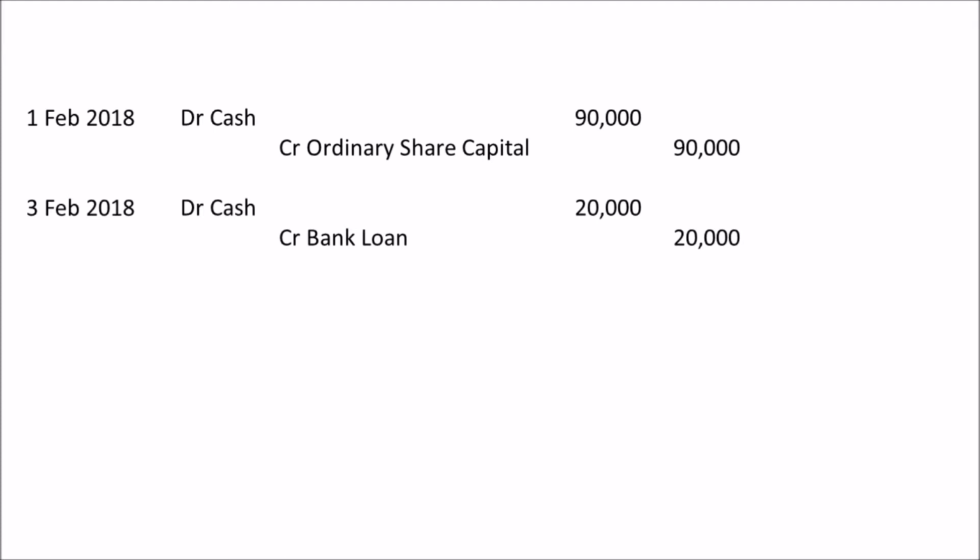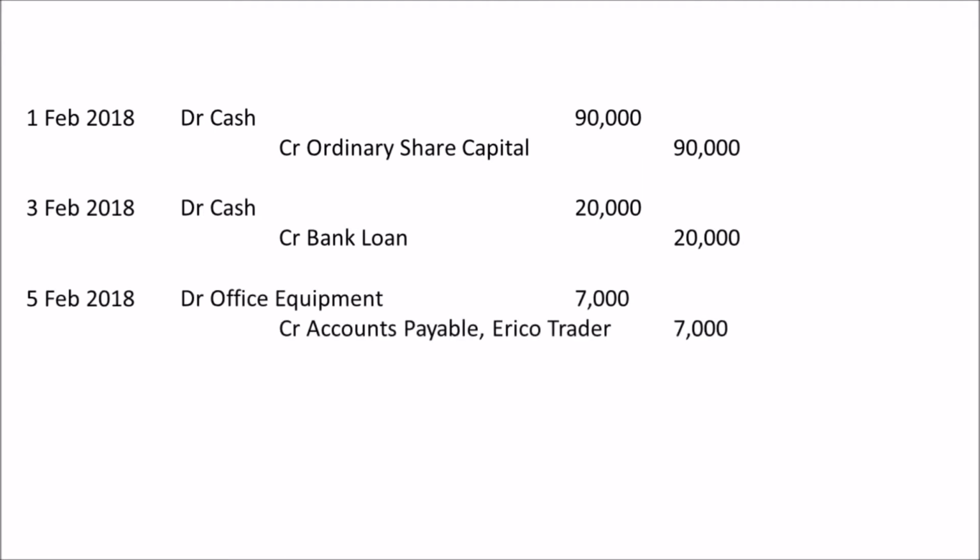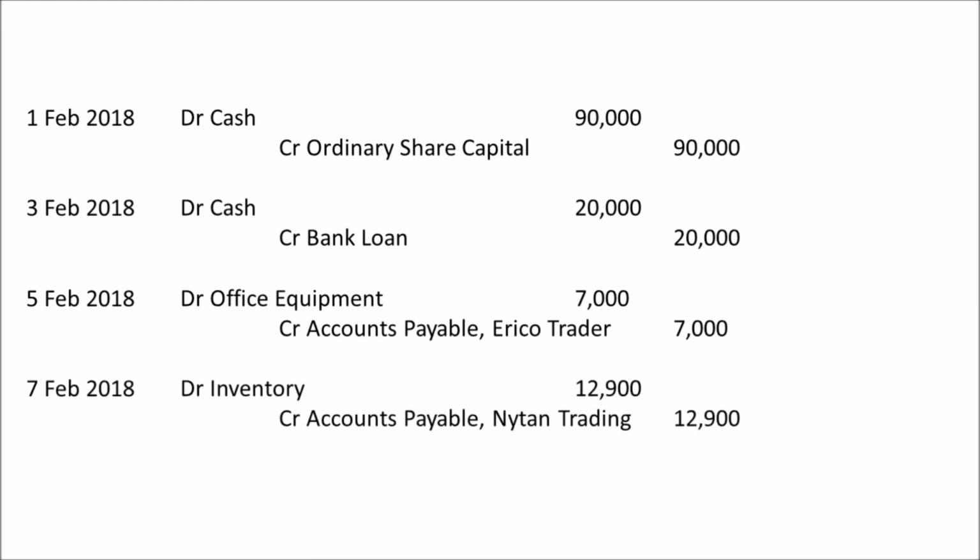Next, on the 5th of February, office equipment is debited and accounts payable, Erico Trader, is credited by $7,000. With an increase in office equipment and accounts payable, we know that this is a purchase of an office equipment on account. On the 7th of February, inventory is debited and accounts payable, Niton Trading, is credited by $12,900.